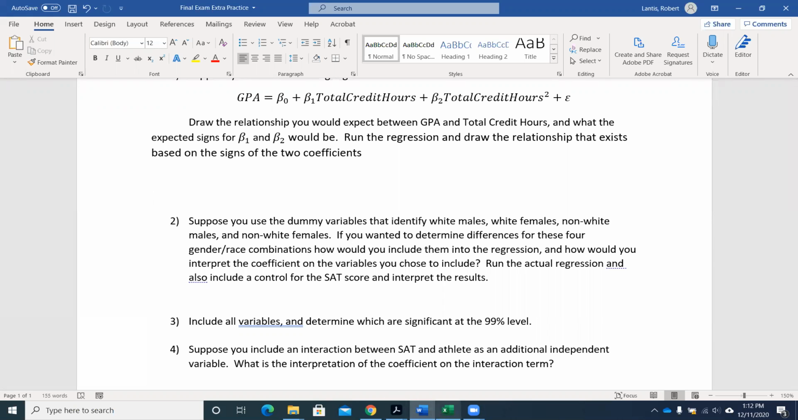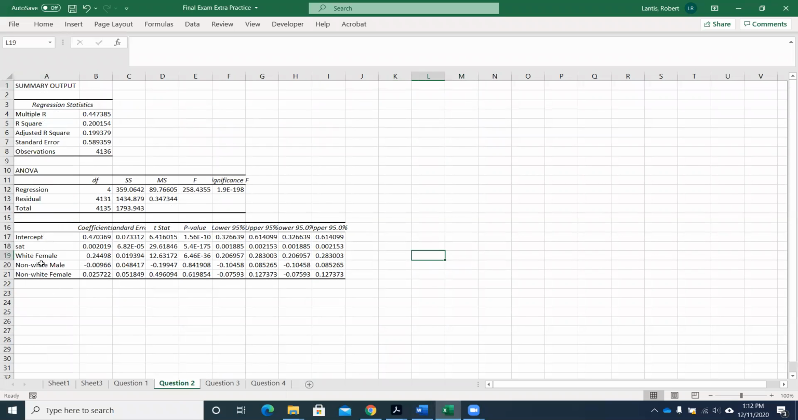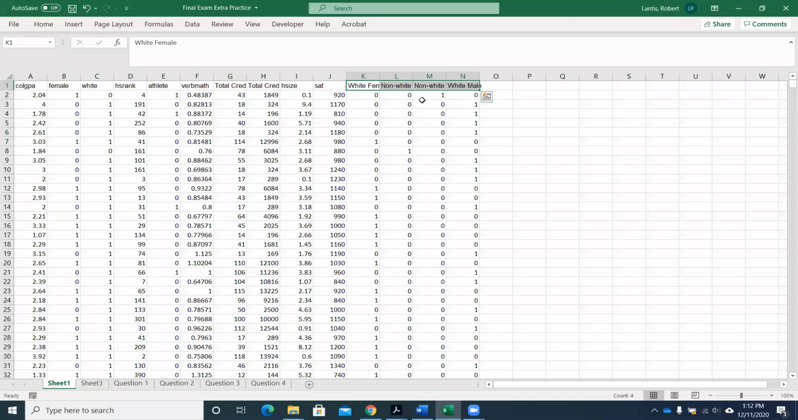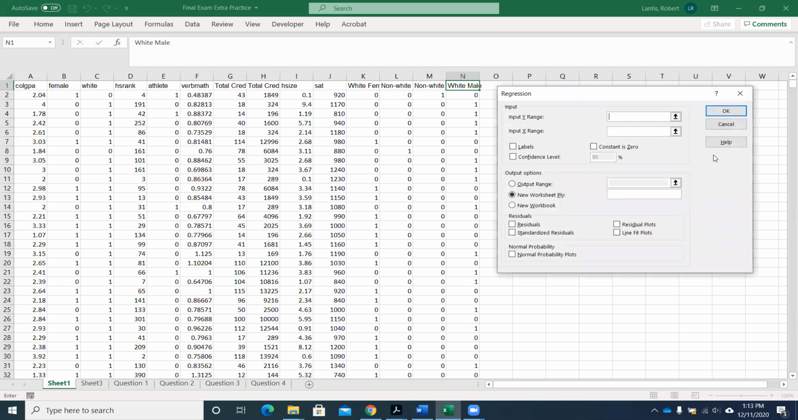Well, in question 2, if I have these 4 different variables, the individual has to belong to one of these because I didn't specify a race here. It's just non-white, or we can think about it as minority male and minority female. Well, the problem is if I include all these variables in my regression, I'll show you the problem. So go down here to regression, hit OK.